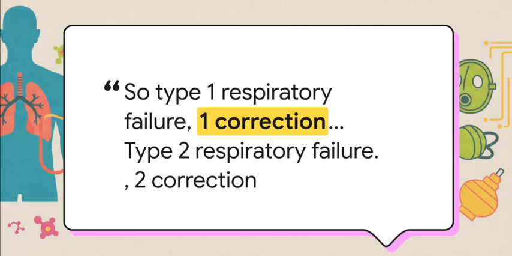Let's move on and see how this builds into a memorable, punchy takeaway. Our source material elegantly synthesizes this entire concept into a single rule. So type 1 respiratory failure, 1 correction. Type 2 respiratory failure, 2 corrections. I mean, it is just a beautifully concise summary of a really complex medical philosophy. By framing it exactly this way, you completely remove the hesitation that can paralyze decision-making during a medical code. You just count the disturbances and you immediately know the exact number of corrections required.